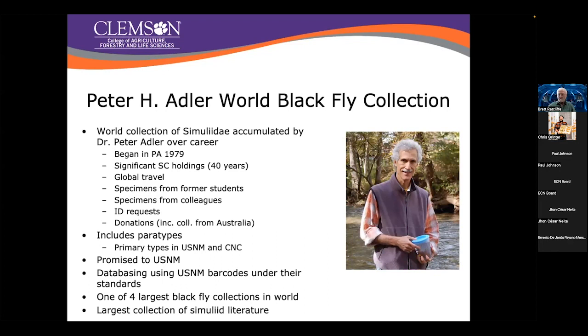There are some paratypes in the collection. All of the primary types and some of the secondary types have already been deposited in USNM or CNC. So his personal collection isn't going to stay at Clemson. It's eventually going to go to the USNM. So we've been getting barcodes from them and databasing the specimens under their standards so they can incorporate them.